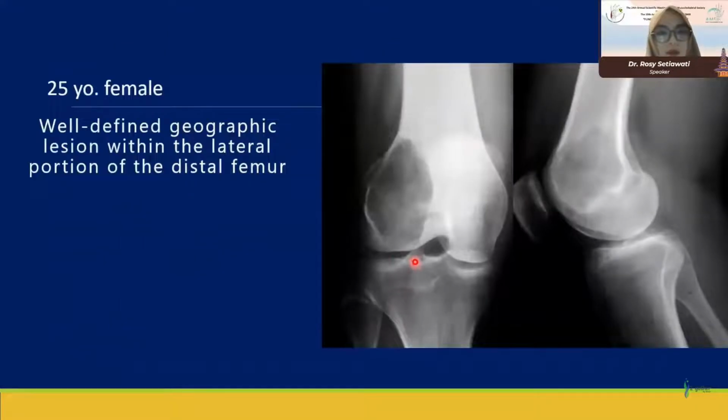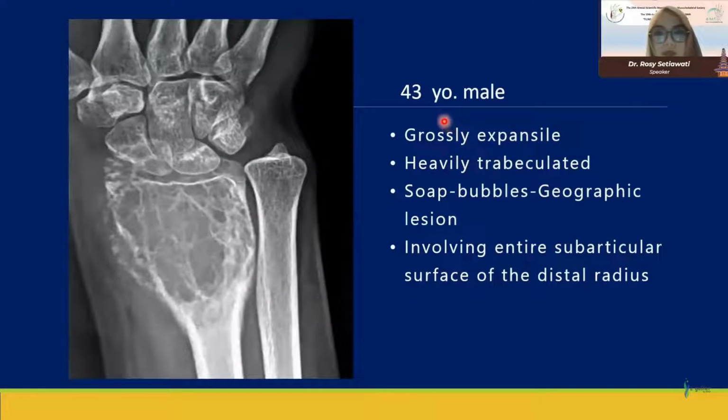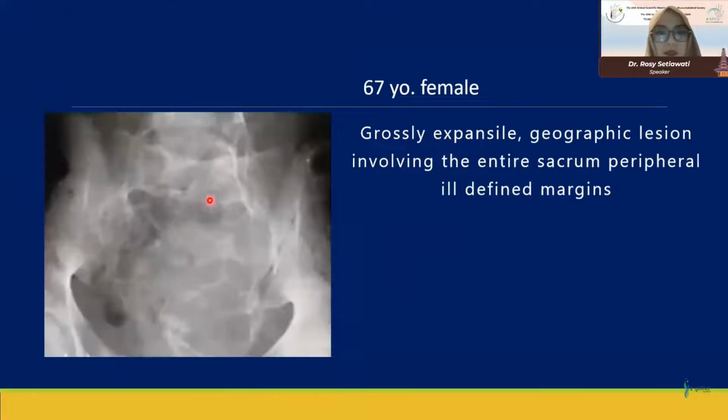And this is the case of a 25-year-old female with a well-defined geographic lesion within the lateral portion of the distal femur. And the case of a 40-year-old male with a grossly expansile and heavily trabeculated soap bubble geographic lesion involving the entire subarticular surface of the distal radius. This is a case of a 67-year-old female with a grossly expansile geographic lesion involving the entire sacrum with peripheral ill-defined margin.